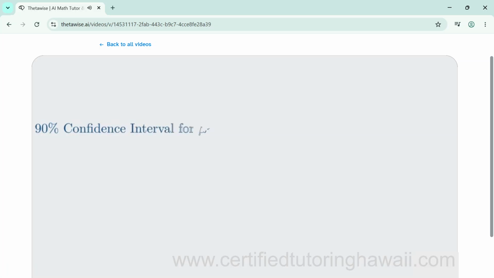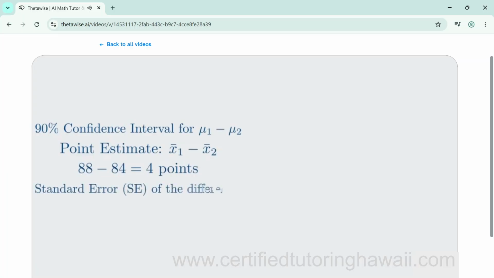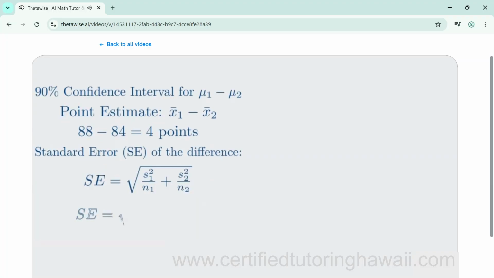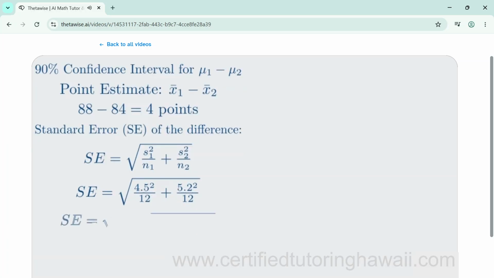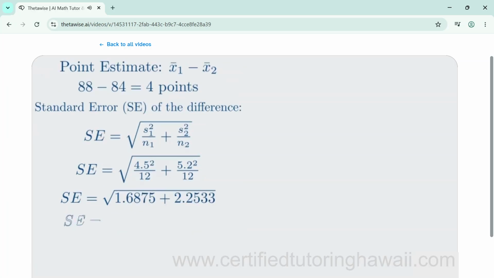For this online tool experiment, let's determine the 90% confidence interval. The point estimate is the difference in sample means, x bar 1 minus x bar 2, which is 88 minus 84, equaling 4 points. On average, the online group scored 4 points higher in this specific experiment. Now for the standard error of the difference. Calculating this gives us the square root of 4.5 squared over 12 plus 5.2 squared over 12. This simplifies to 1.6875 plus 2.2533, which is the square root of 3.9408. Our standard error is approximately 1.985.